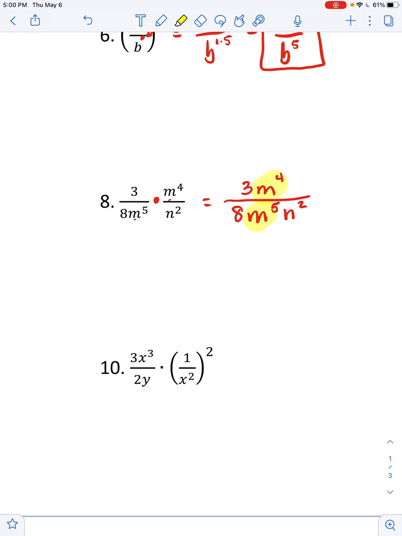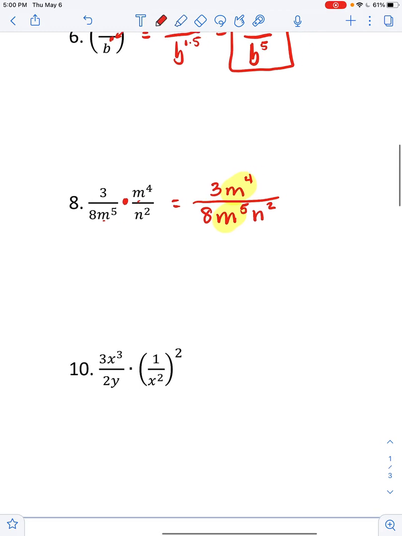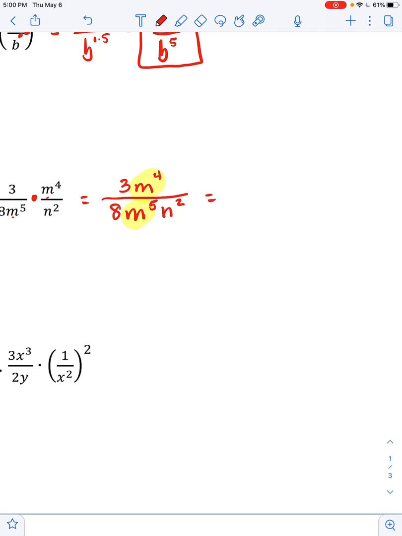But this one's kind of tricky. I have to go back and think about canceling these out. 3 and 8 don't reduce, so 3/8 is just going to stay. But if you look at this, the difference between 4 and 5 is 1.